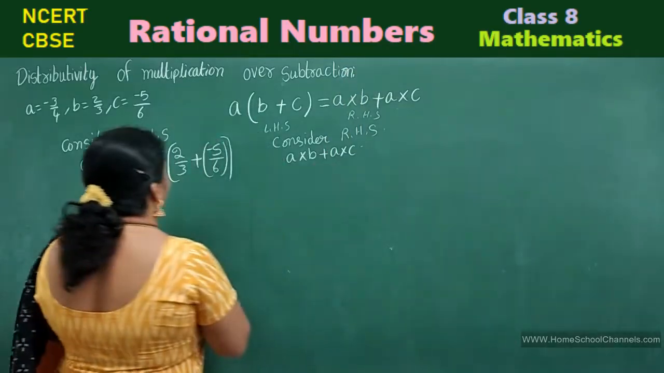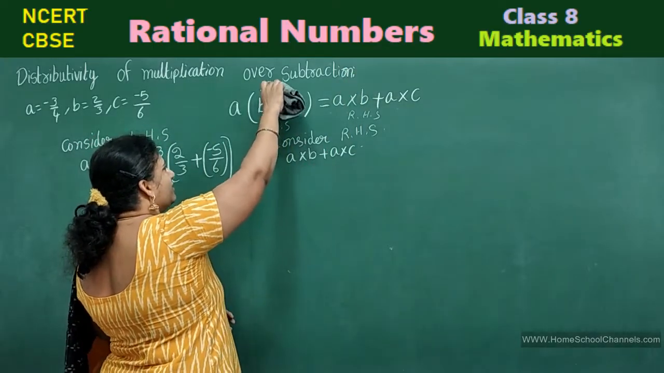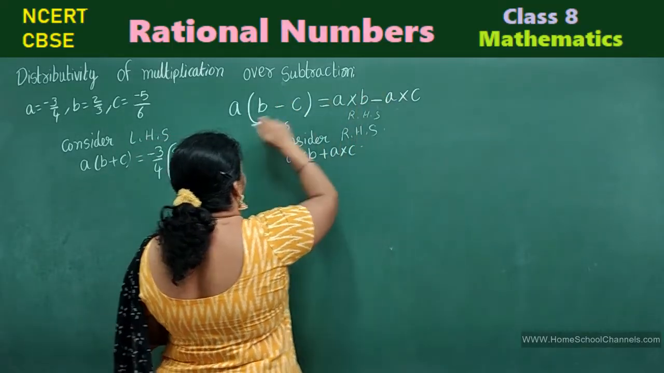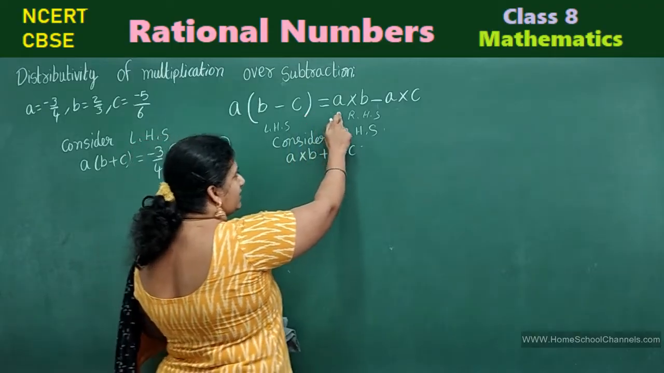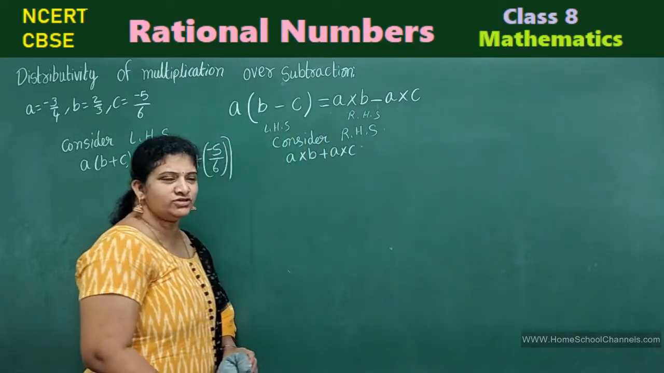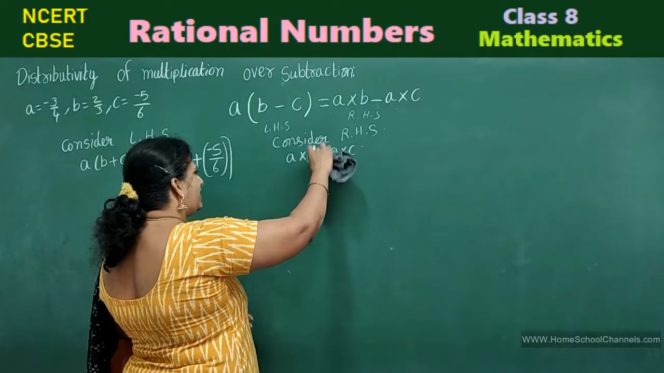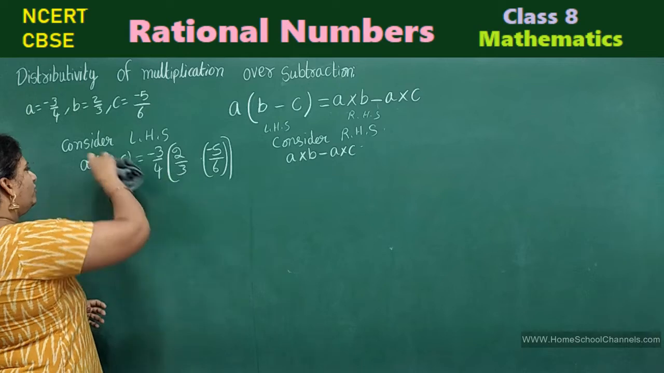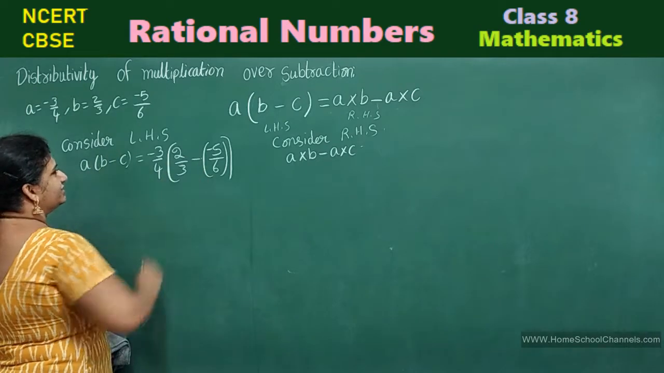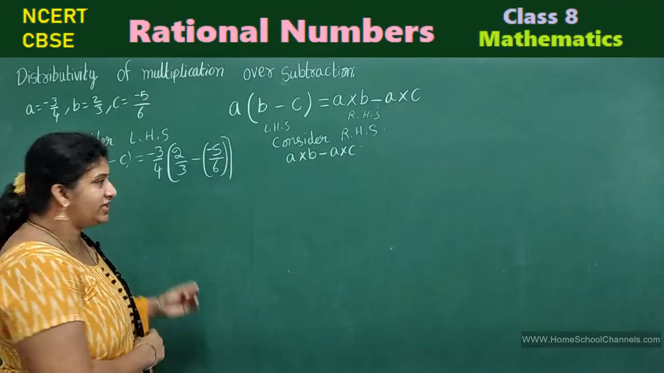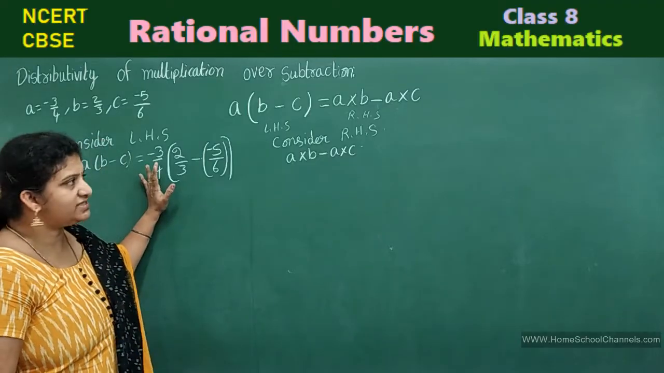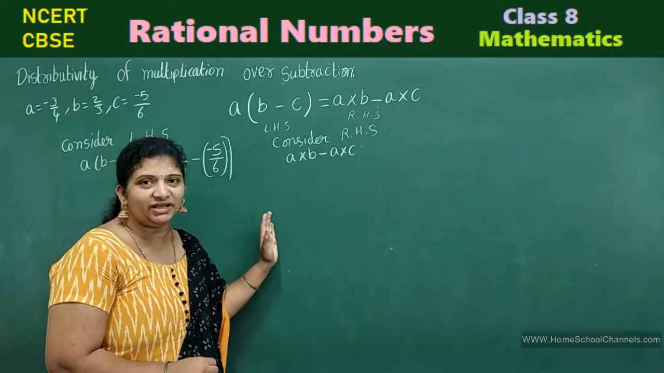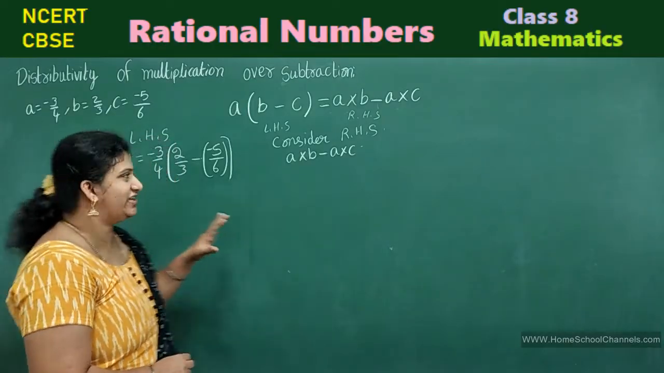What is the property you need to remember? Instead of plus, you need to write minus. A into (B minus C) is equal to A into B minus A into C. Wherever you have plus, let me write it as minus, and here also minus. In the same manner, let us try to prove this. Consider LHS and consider RHS. This is distributivity of multiplication over subtraction.